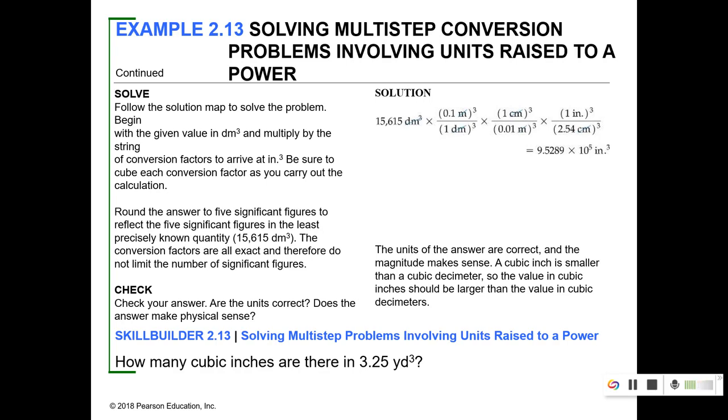Okay, how many cubic inches are in a yard? So if you are unaware, there are 36 inches in a yard. So I've got 3.25 yards cubed. 1 yard is 36 inches. Make sure you cube everything.